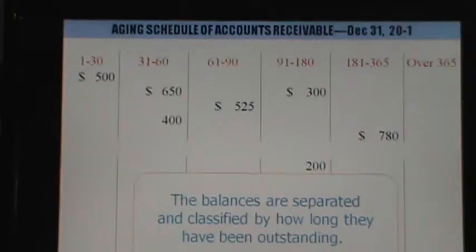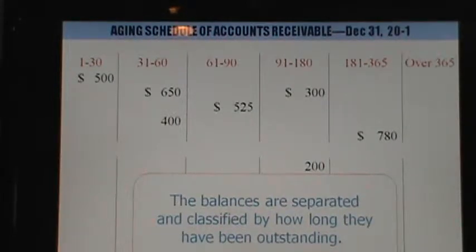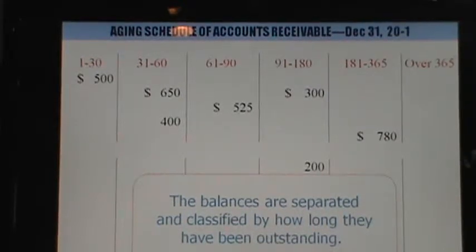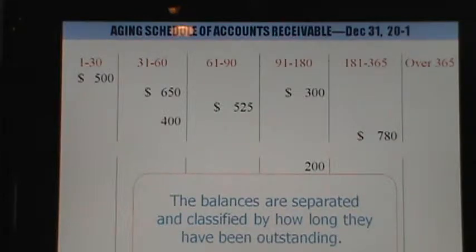Customers and balances are listed. And this is the next slide over. It would go straight across from the slide previous. You can see what each customer owes in each category. So that first customer has $500 that is in the 1 to 30 day bracket, 31 to 60 days, 61 to 90 days past due, 91 to 180 days past due, and then the longer it goes past due without being paid, the more unlikely it is to be paid.